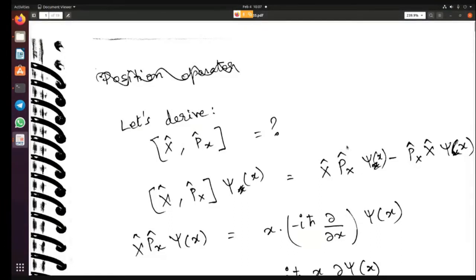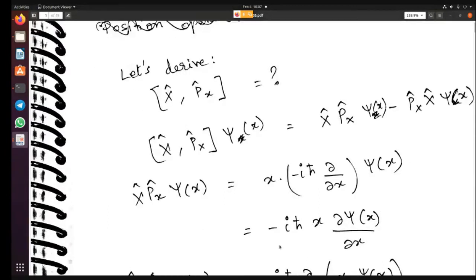Now in the continuous space, px is given by minus i h cross dou by dou x, and the x operator is nothing but the continuous variable x. For x px psi of x, these two operators, written in the same order, have to be applied to psi of x. That is simple: minus i h cross comes outside, and you get minus i h cross x into dou psi by dou x.